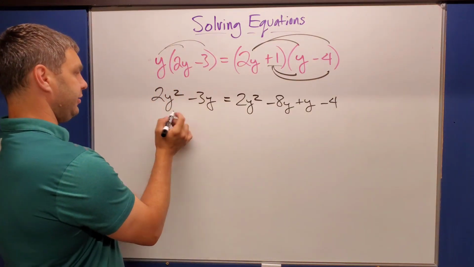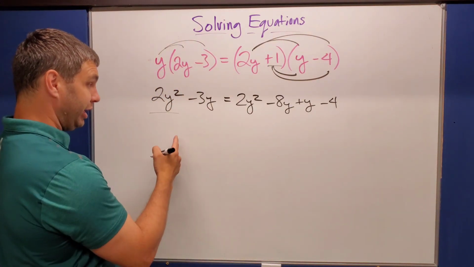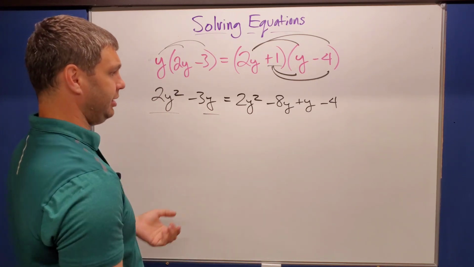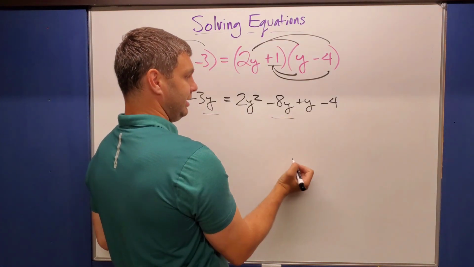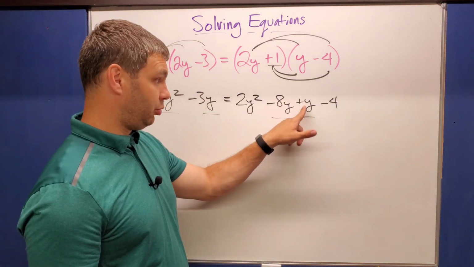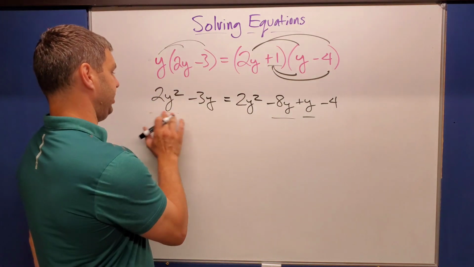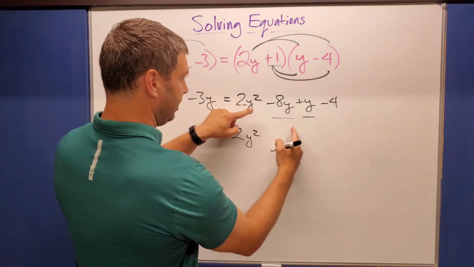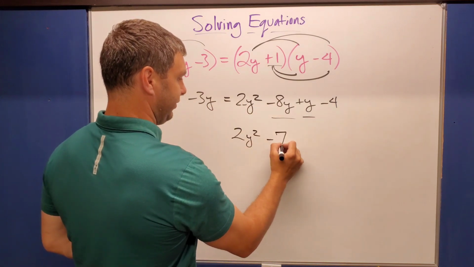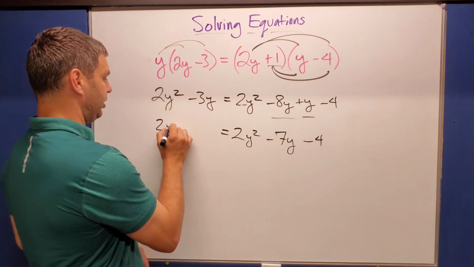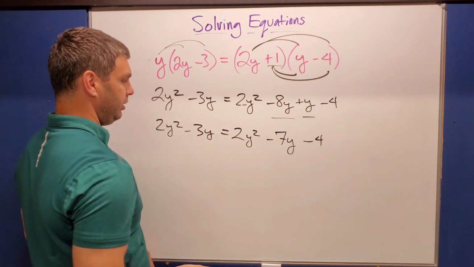On the left side, I have something that's 2y squared. This one just has a single y. Those cannot be combined. But on this one, I see that there's a negative 8y and a positive 1y, if you think of a number 1 in front of that. Those ones can be combined. So if I combine those, I'm going to still have the 2y squared, but this together is going to be negative 7y minus 4. Bring down my left side here, 2y squared minus 3y.